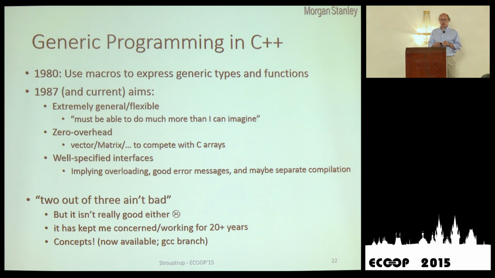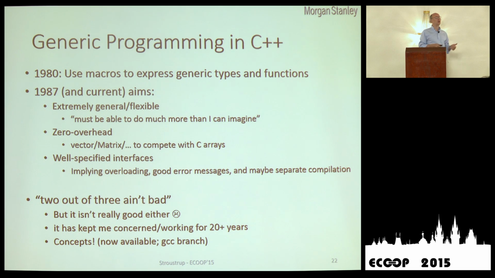In 1980, I was recommending that you use a form of generic programming: parameterize your containers, parameterize your algorithms, and I recommended macros. That did not scale. It, as I said, worked with one man and his dog, but not with much more. In '87, I designed templates, and I had 3 aims. They should be extremely general and flexible. My formulation at the time was, if it can only do what I can imagine, I've failed, because my imagination is not up to the imagination of a group of smart people.